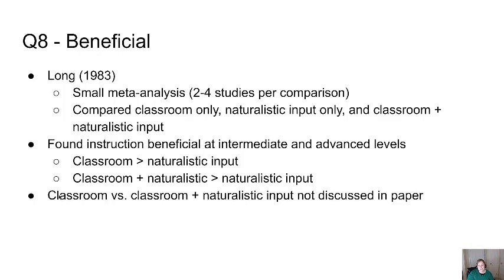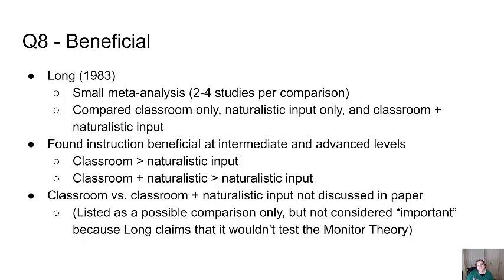He didn't directly compare classroom versus classroom plus naturalistic input. I have no idea why. This is always one of my qualms with this paper. I'm like, why? Okay. Anyway, so in general, the classroom was better than straight up input, with or without extra input. It was listed as a possible comparison only, but it wasn't considered important because it had to do with Krashen. He said, oh, Krashen claims won't test monitor theory, so who cares? Like, okay.